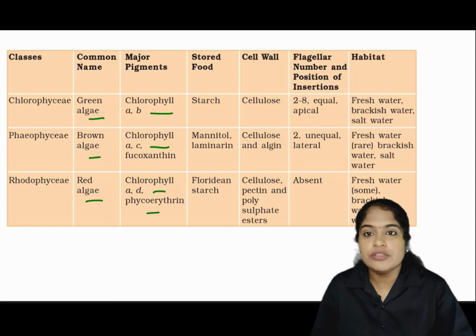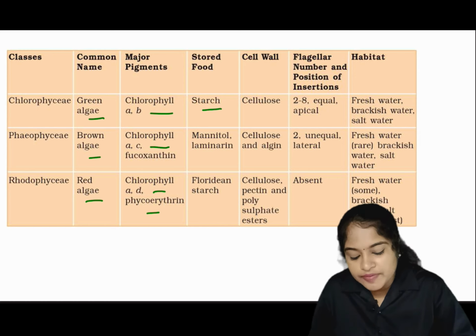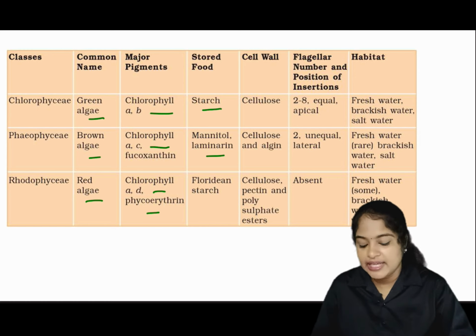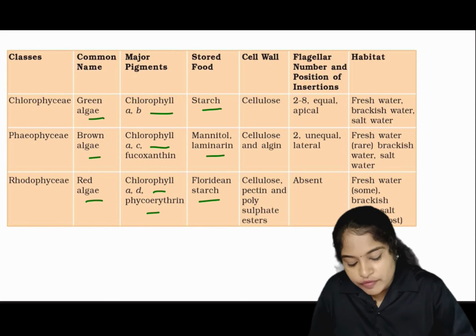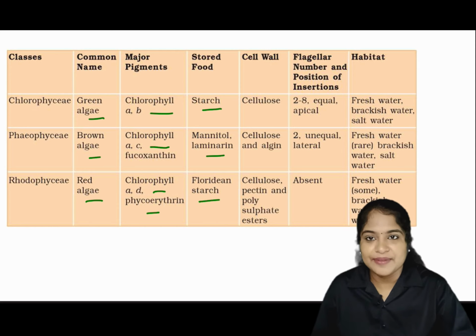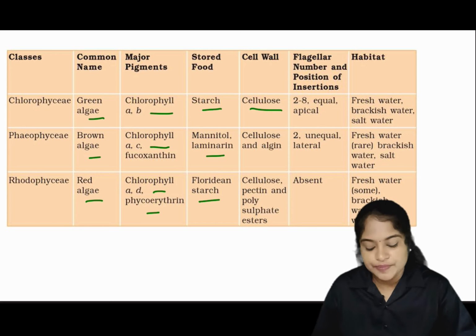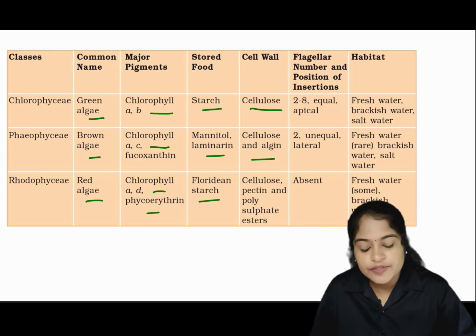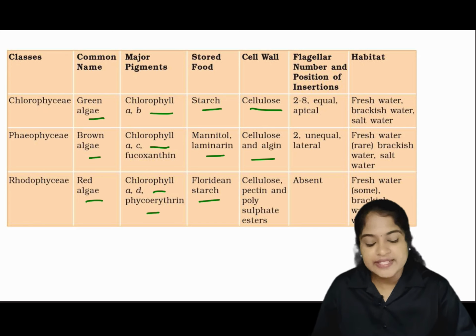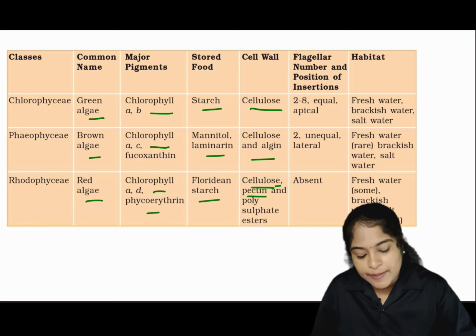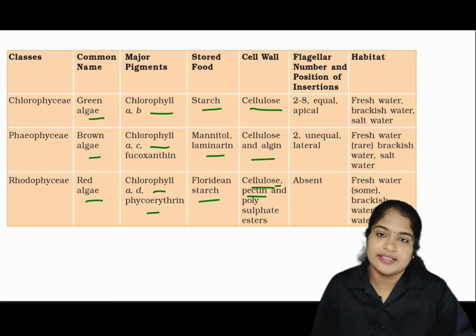Now, the form of storage of food. Food is stored in the form of starch in Chlorophyceae, mannitol and laminarin in Phaeophyceae, and floridean starch in Rhodophyceae. The cell wall of Chlorophyceae is made up of cellulose, Phaeophyceae has cellulose and a gelatinous sheath called algin, and Rhodophyceae has a cell wall made up of cellulose, pectin and polysulfate esters.